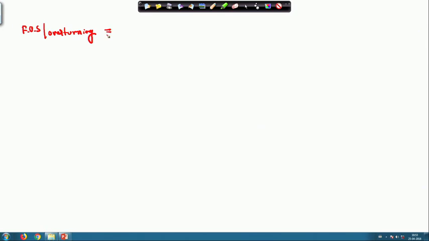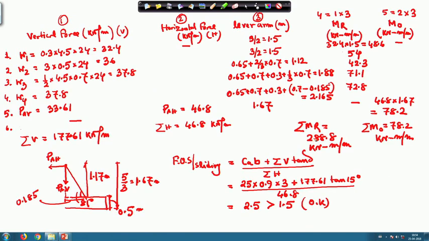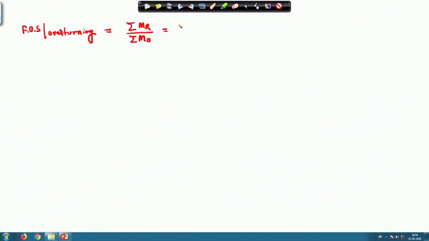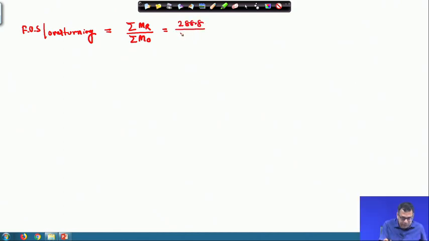The factor of safety for overturning is summation of resisting moment divided by summation of overturning moment. The summation of resisting moment is 288.8 and the summation of overturning moment is 78.2, so resisting moment by overturning moment. This comes out to be 3.7, which is greater than 1.25 to 2, so it is safe.